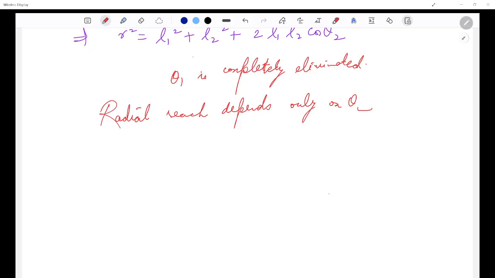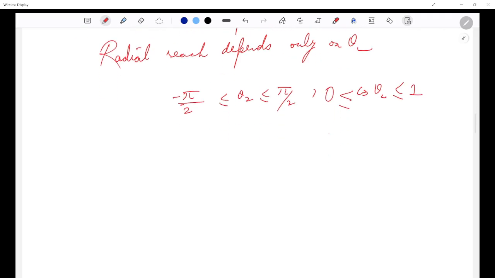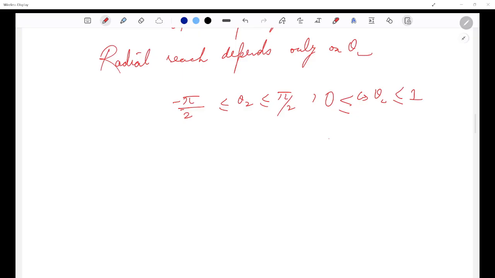So we apply the radial bound on theta 2, but before that we already know that theta 2 lies between minus pi by 2 to pi by 2. So my cos theta 2 lies between 1 and 0. Is that correct?